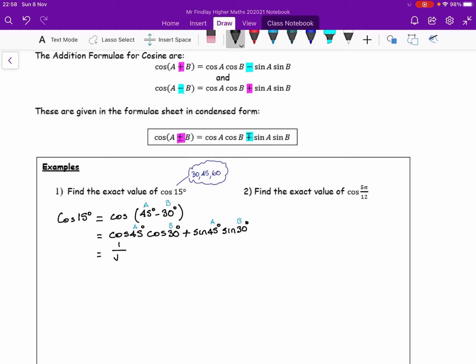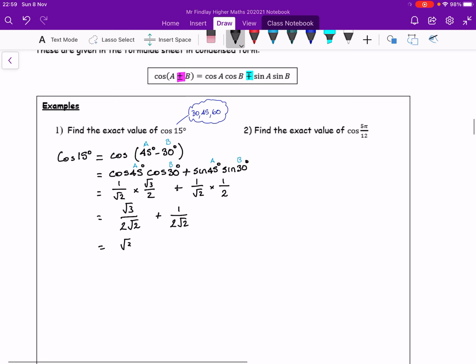So 1 over root 2 times by root 3 over 2 plus 1 over root 2 times by a half. And as always, we get the consistency in our denominators. Root 3 over 2 root 2, and we have 1 over 2 root 2, and combined to make a single fraction is root 3 plus 1 over 2 root 2. And that is an exact value of cos 15 degrees.